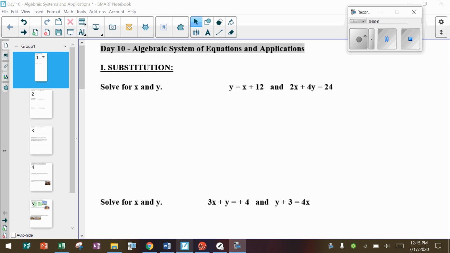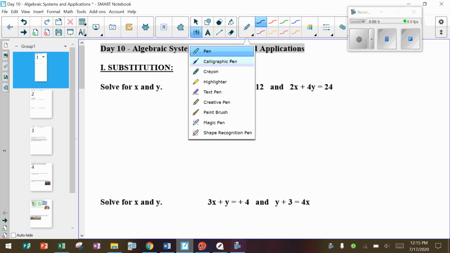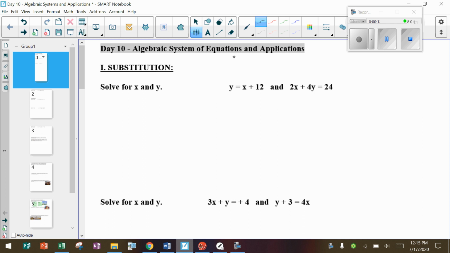So we did some graphing of equations. Now we're going to do the algebraic solution to a system of equations. Now a system means we have two equations, and we're going to find a numerical answer for both x and y. So we're going to end up solving for two numbers, one for x, one for y. I'm going to show you two ways to do this.